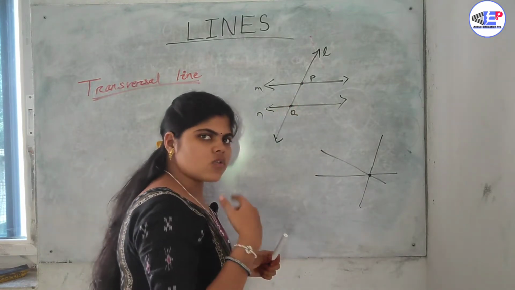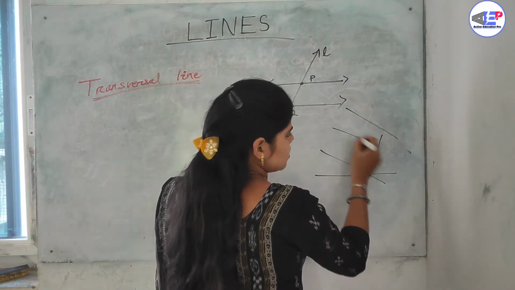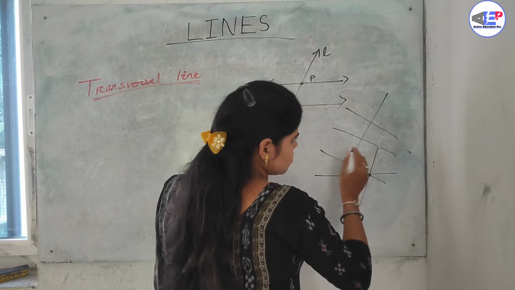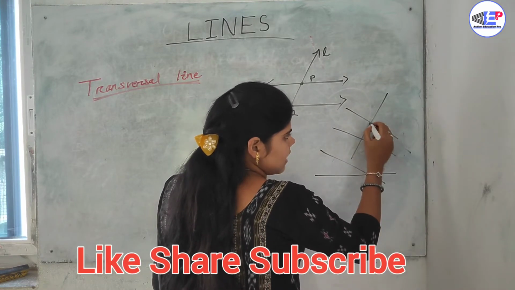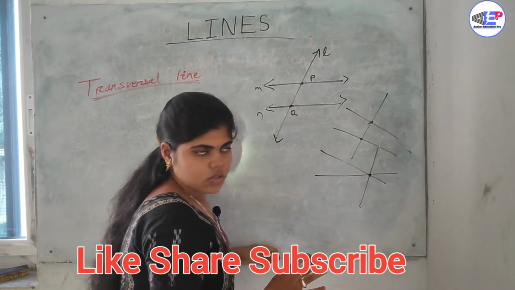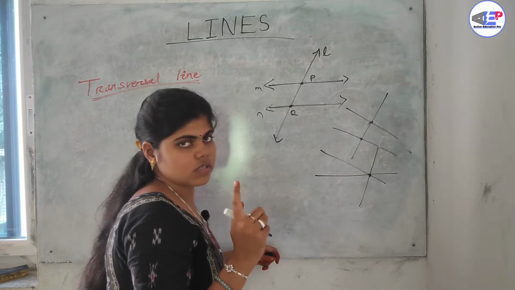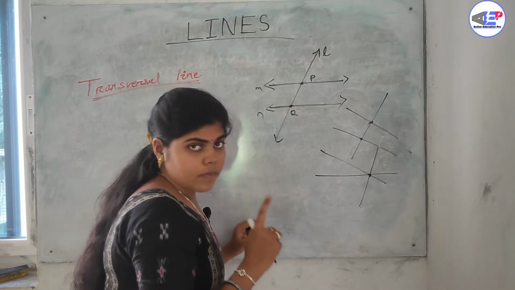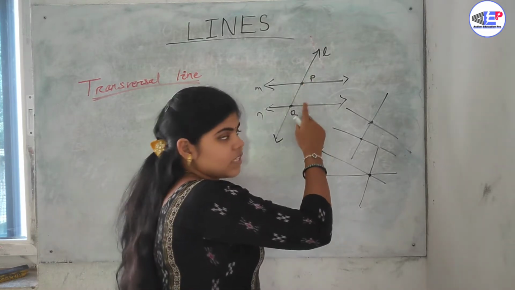A transversal line can also pass both parallel lines and non-parallel lines. Suppose these are non-parallel lines, and this also can be a transversal line because these are two non-parallel lines and this is a distinct point, this is also a distinct point. These two points are different from each other. So a transversal line can pass parallel lines and non-parallel lines, but the main condition is that there will be two distinct intersection points, just like P and Q in this image.